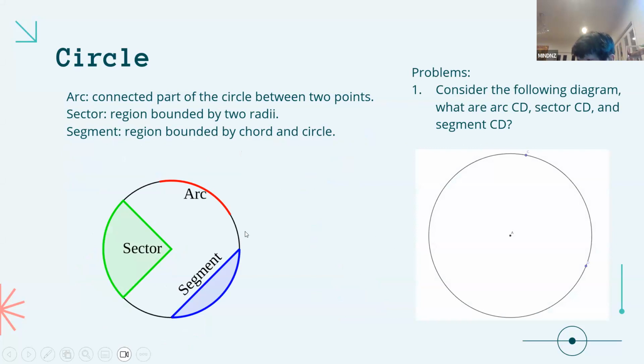So one more problem. This one should be quite short. So there is a circle A, C, D. The center is A, and C and D are the 2 blue points. The label is a bit tiny, sorry. And what are arc CD, sector CD, and segment CD? Give it a minute.